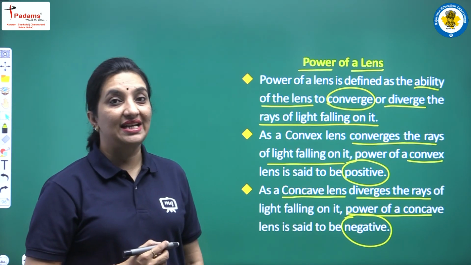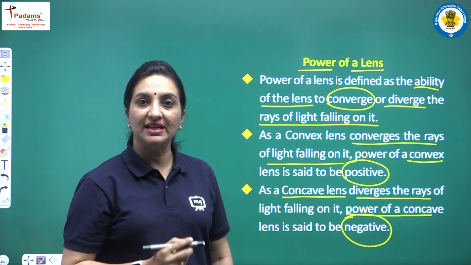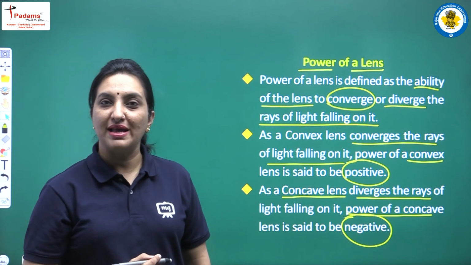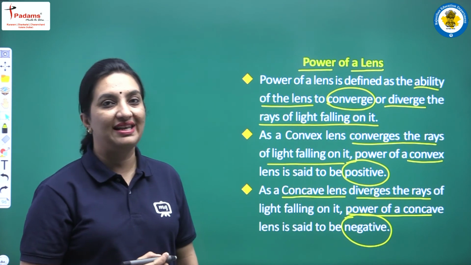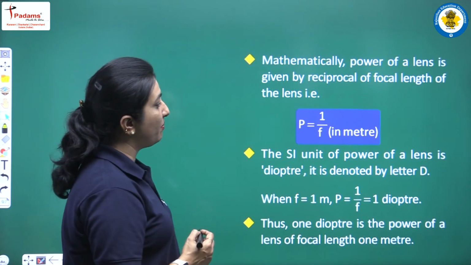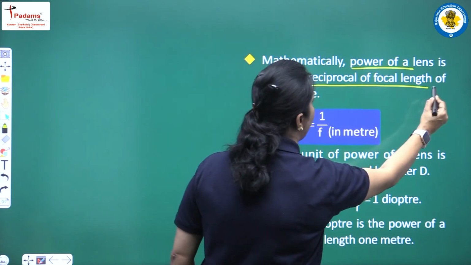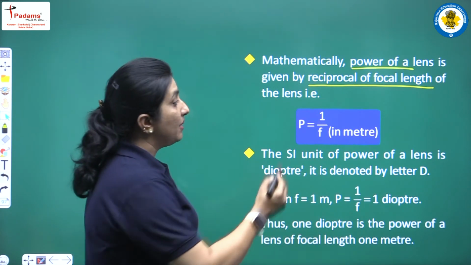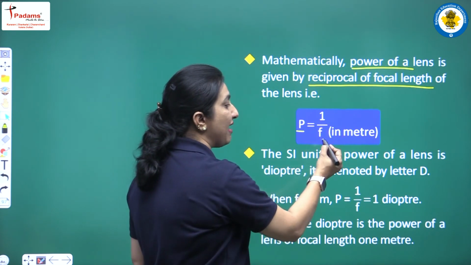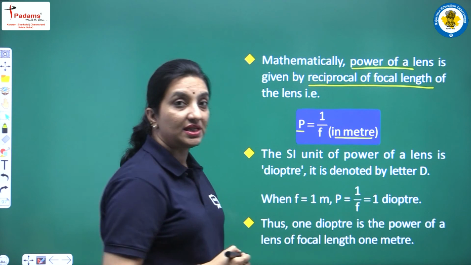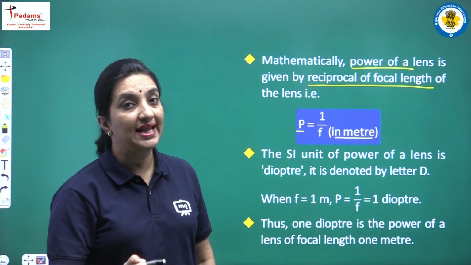So students, let's understand mathematically what power of a lens is. This is basically a theoretical definition, and in order to solve the numerical problems, we must have a mathematical definition for power of a lens. So the mathematical definition is that power of a lens is given by the reciprocal of focal length of the lens. That is, power of the lens, which is denoted by capital P, is equal to 1 upon f, where f is taken in meters. So the power is the reciprocal of the focal length of the lens.